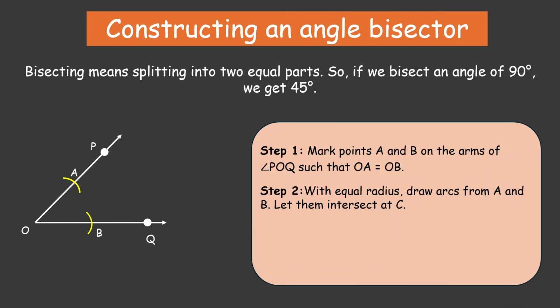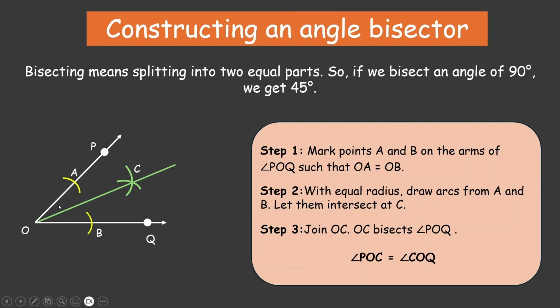Then with equal radius, we'll draw arcs from A and B. So once again, we'll keep the compass at A. Now we can open it to any radius, any length once again and make one arc. Then keeping the same radius, we keep it at B and make another arc. And let them intersect at point C. Then we'll join OC. So OC bisects POQ, which means that angle POC is equal to angle COQ.